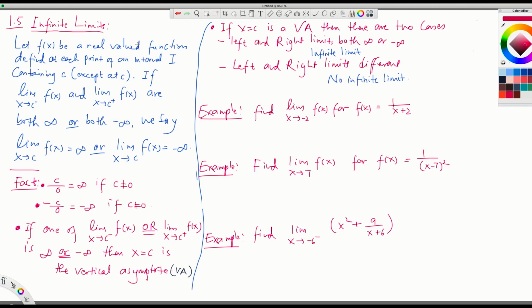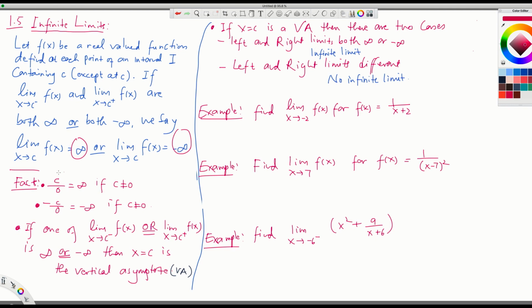Let f(x) be a real valued function defined at each point of an interval I containing c. Suppose there is an interval that has c, and the function is defined at each point in that interval, but it may not be defined at c. That is fine. If the left limit as x tends to c minus of f(x) and the right limit are both positive infinity or both negative infinity, then we say that the limit of that function is positive infinity or negative infinity. In this case we call this an infinite limit, because we got that infinity. This is also an infinite limit. Either case it is an infinite limit.